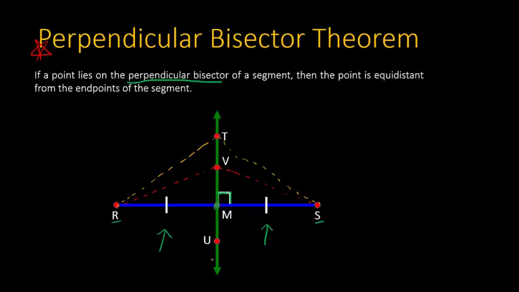So I've only defined a couple points, but you could pick any random point along this line, measure its distance from R and from S, and those two distances would be equal. In other words, any point on the perpendicular bisector is equidistant from the endpoints of the segment being bisected. That's the perpendicular bisector theorem. Okay, let's continue.